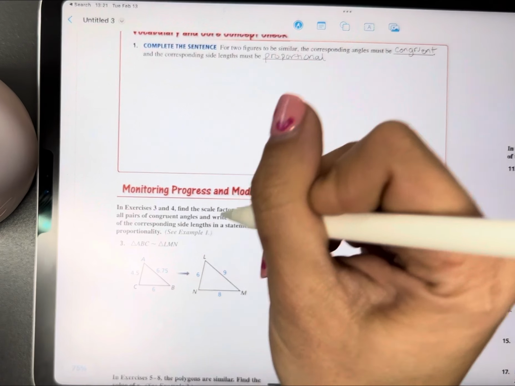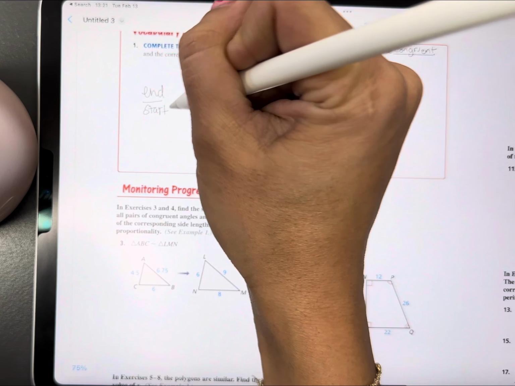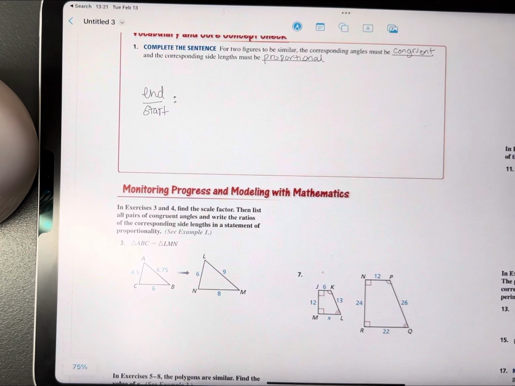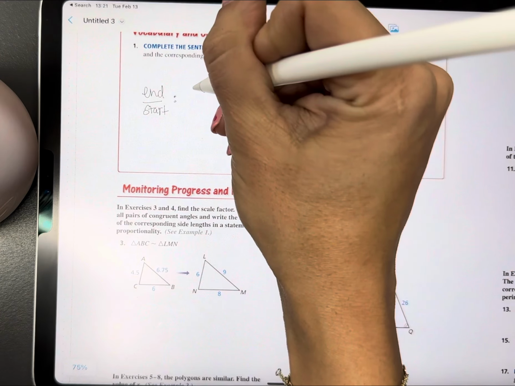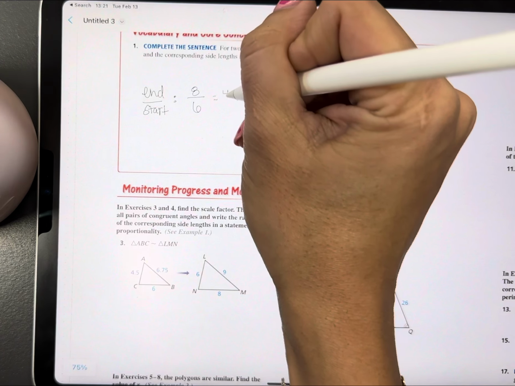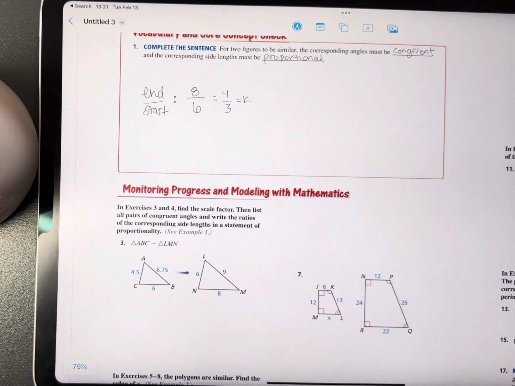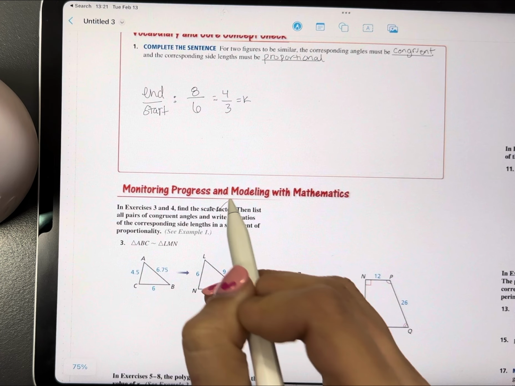Oh, sorry. We take where we ended up over where we started. So we take 8 over 6. And then we'll reduce that, 4 over 3. That's K for number 3. So find the scale factor, check.